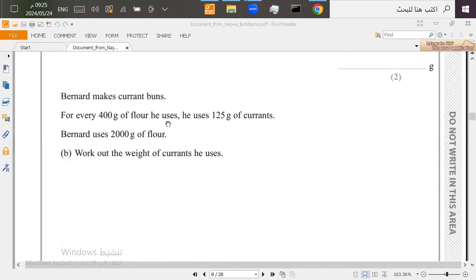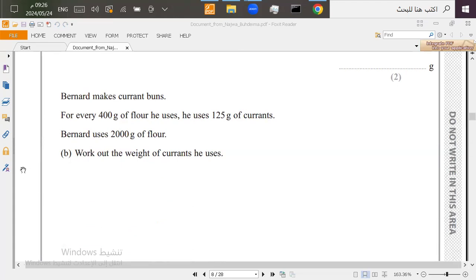Bernard makes currant buns. For every 400 grams of flour he uses, he uses 125 grams of currants. Bernard uses 2000 grams of flour. Work out the weight of currants he uses. So we already know that for every 400 grams of flour, he uses 125 grams of currants. And he wants to use 2000 grams of flour. What's the weight of currants he's going to use?